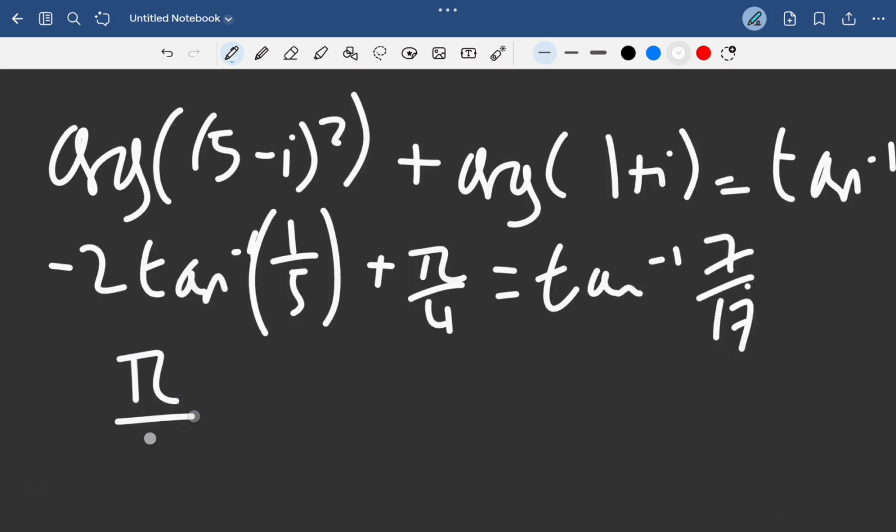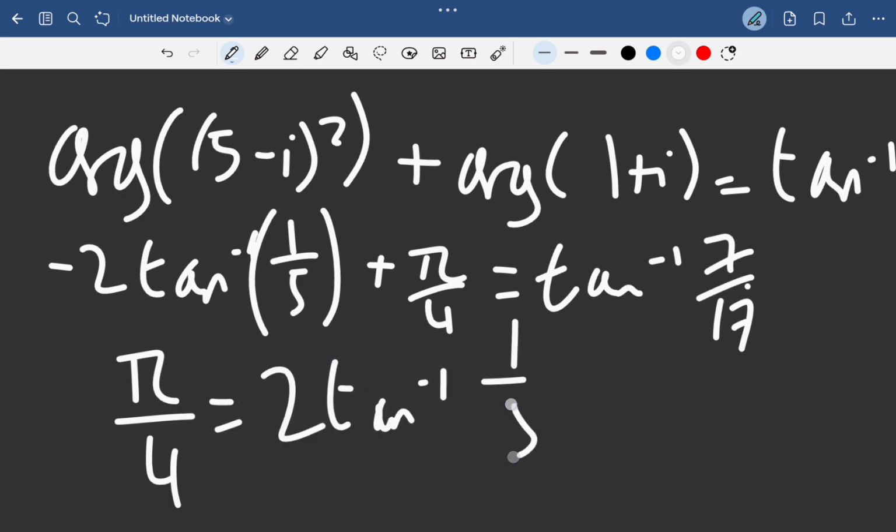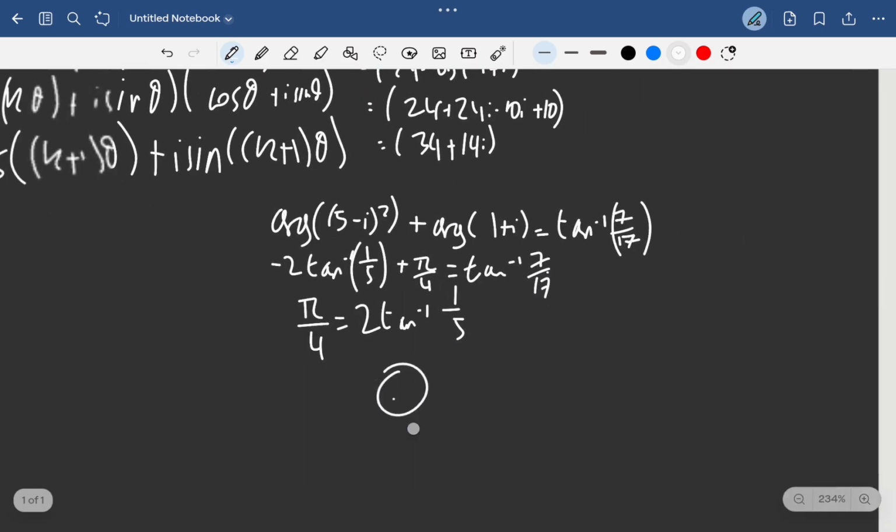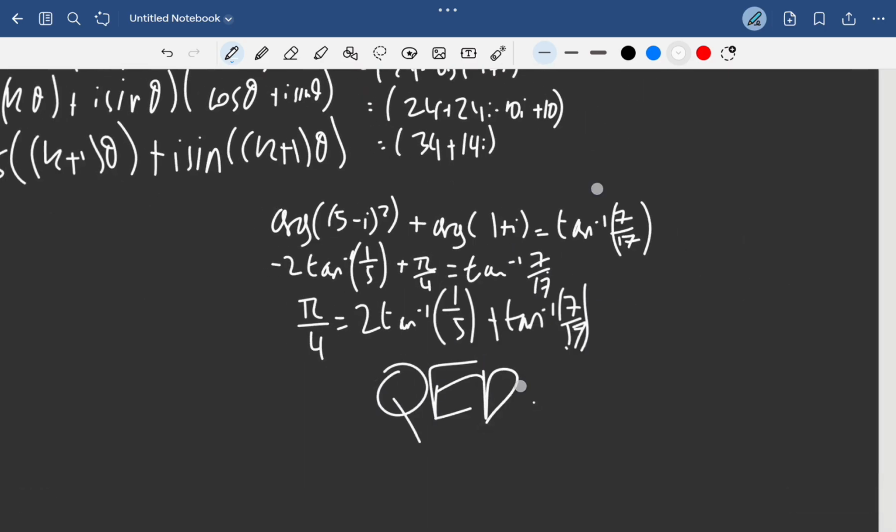And then you get pi over 4 equals 2 tan minus 1 of 1 over 5 plus tan minus 1 of 7 over 17. Okay, very nice. Cool. And that's that relation proved, so that's QED. Nice.